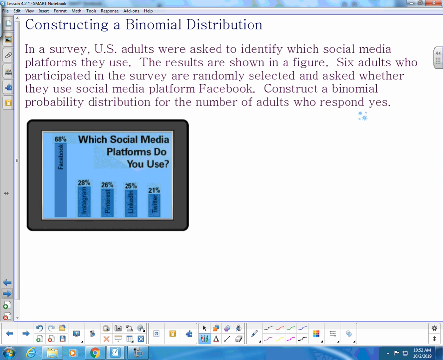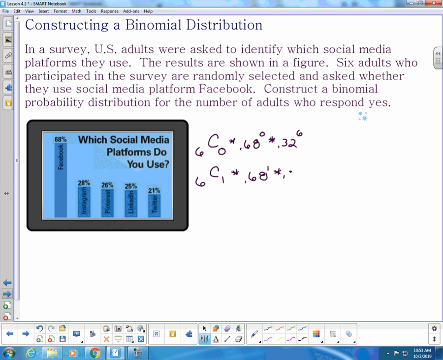We've got 6 adults. So what's the probability of none of them wanting Facebook? So 6C0 times, what's the percent like Facebook? Can you guys see it from there? It's 68%. So my success rate, because I'm considering that a success, that's a yes to my question, to the 0 times, what's the failure? What percent do not want Facebook? 32? And then what would the power be there? 6. So you put that in your calculator and you get an answer. And then the other possibility was it could be 1. And you just have to do this for all of them.